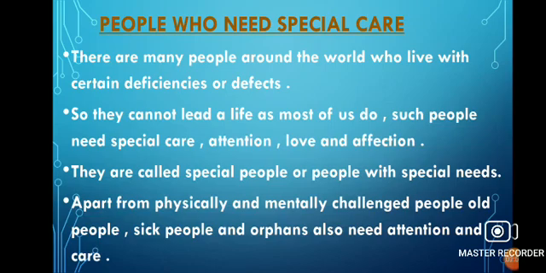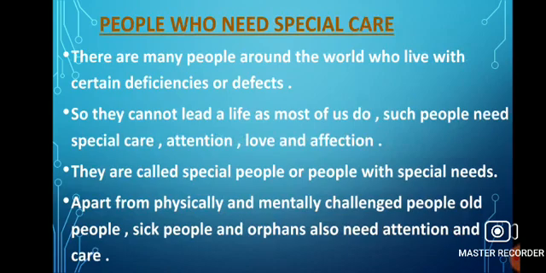Children, we see with our eyes, hear with our ears, smell with our nose, and touch to feel objects around us. However, some people are differently abled or special people, means they are having certain deficiencies or defects. Some people are not able to see, some are not able to hear, some are not able to speak, and some can't walk or move properly. So they all need special care, love, affection, and attention.